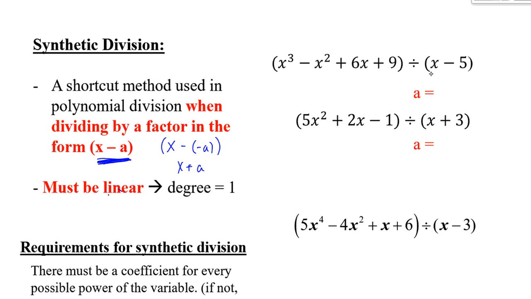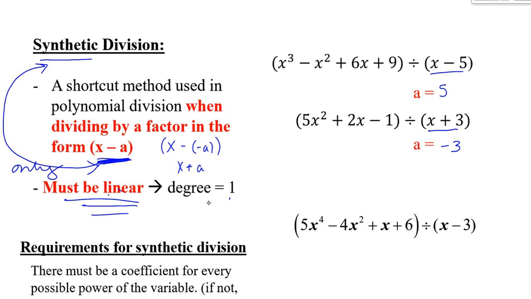So over here, when it says x minus 5, your a is actually 5. But when it says x plus 3, your a is actually negative 3. Now it's important that you switch that sign. You can use synthetic division only when the divisor looks like that. And when you identify a, it's always the opposite of what's inside. Must be linear. That means the degree is 1.